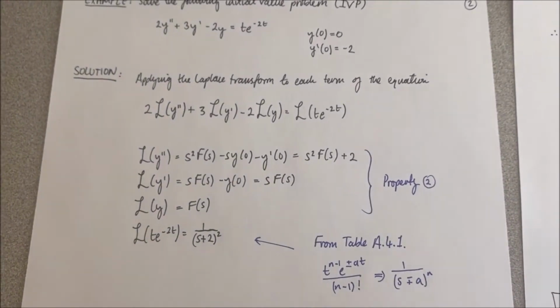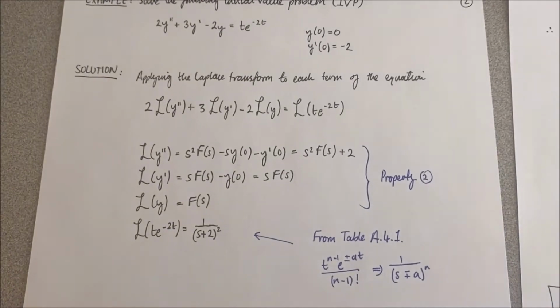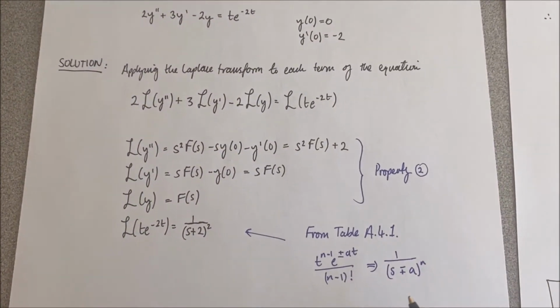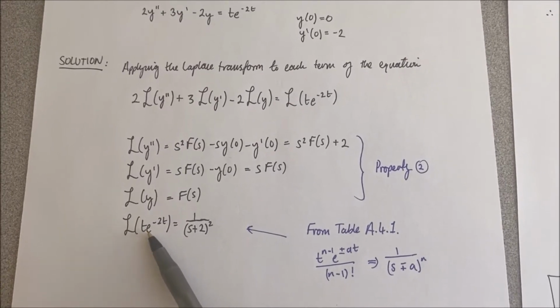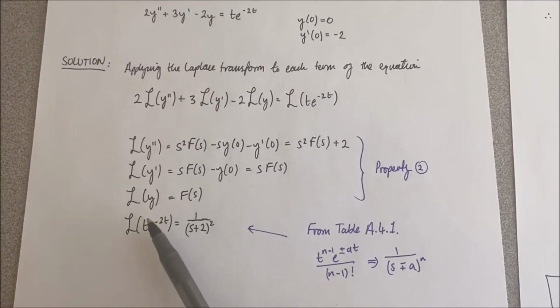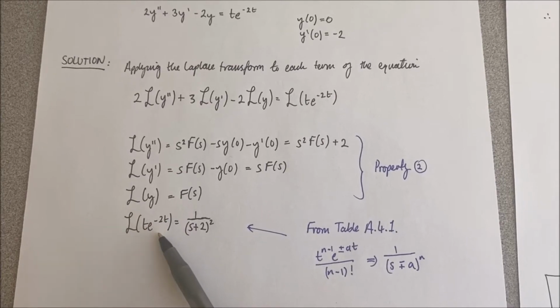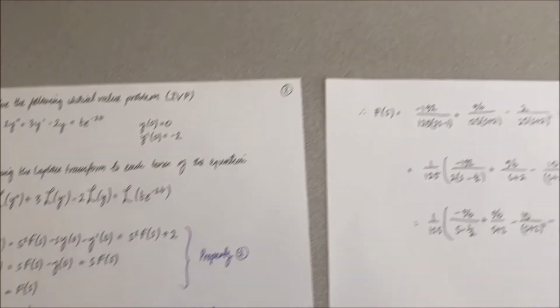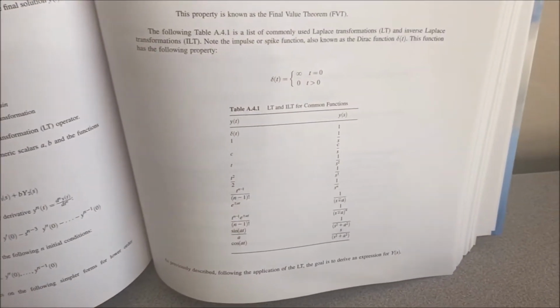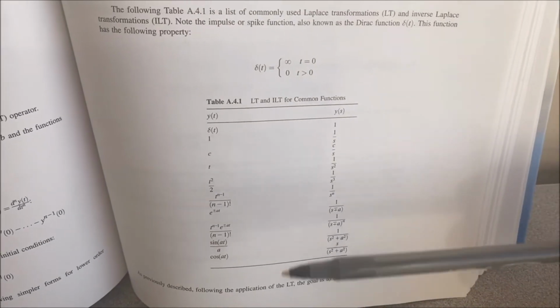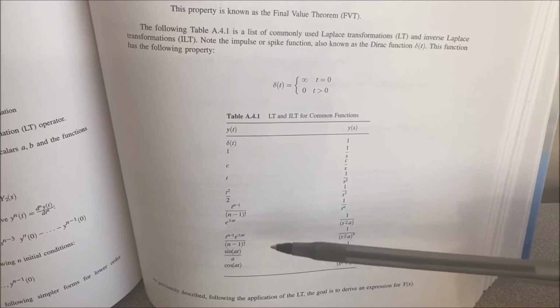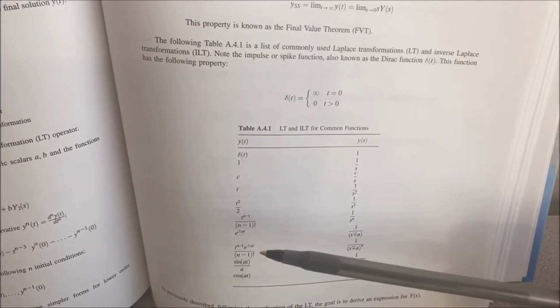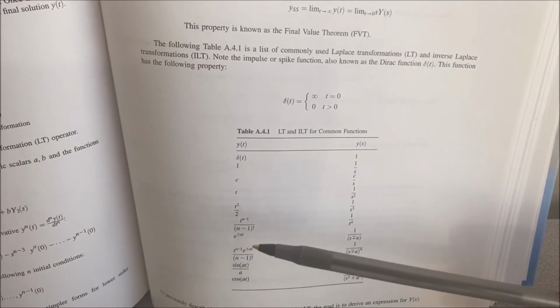This Laplace transform we're going to have to look up from our tables. So we're going to need to find something in the tables that corresponds to this expression here. So again, we take a look at the appendix from our textbook. We can see this table of common results and functions. So we're going to be looking at something that looks like t e to the negative 2t.